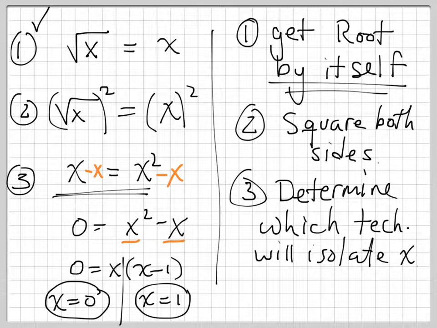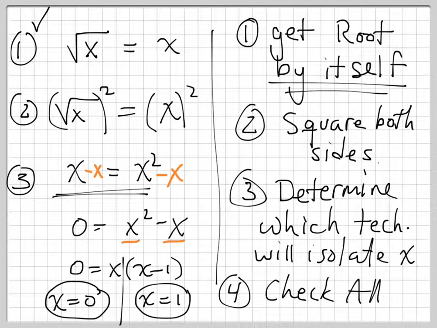And then when you're done, whenever you have a square root, you should check all answers. And I can't tell you this enough. Check every answer every time. Let's look at radical x equals x, and check x equals 0.